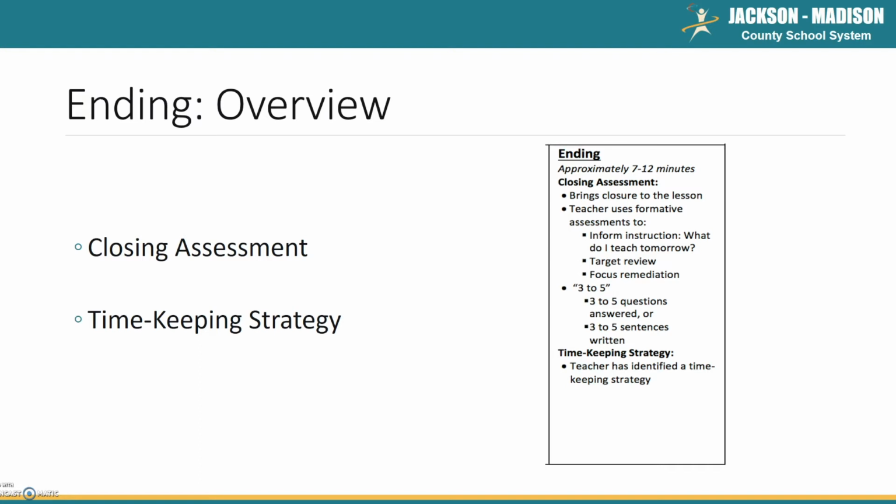Keep in mind that the ending is not simply a teacher summary, because that does not ask the students to demonstrate their learning. This activity or closing assessment is focused on what students have learned and not what just the teacher has taught. Because the ending is often hurried or even overlooked, it is important to have a timekeeping strategy. You will want to allot 7 to 12 minutes of the end of class for your ending. Let's begin with a closer look at the closing assessment.